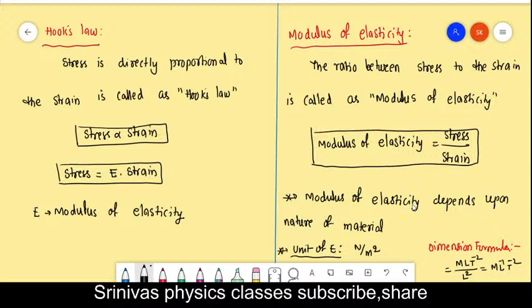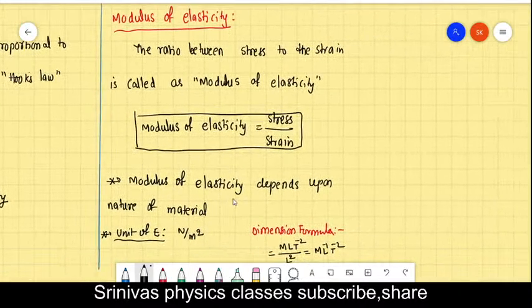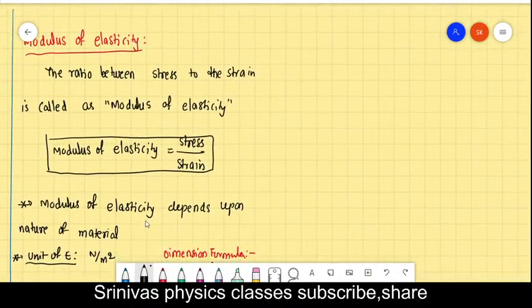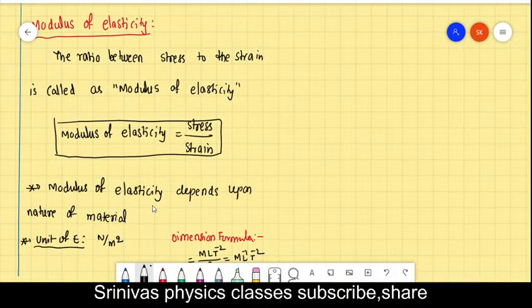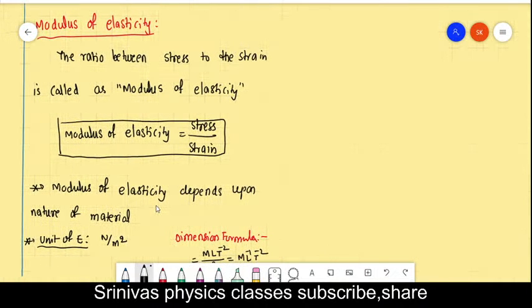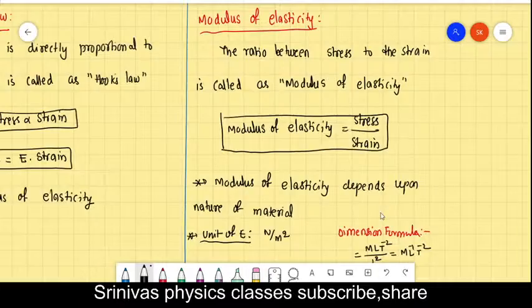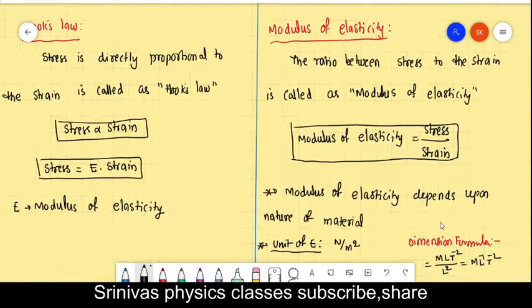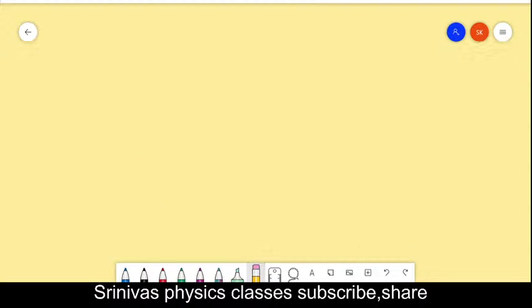And there are three types of modulus of elasticity. Why are there three types? Because we know that stresses are of three types, and the corresponding strains are also of three types. That's why the modulus of elasticity is also of three types. Let us discuss them.